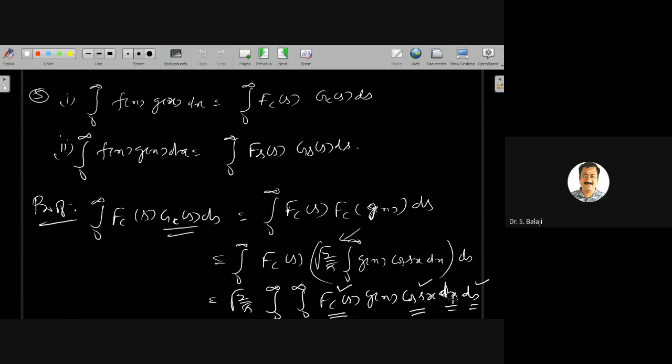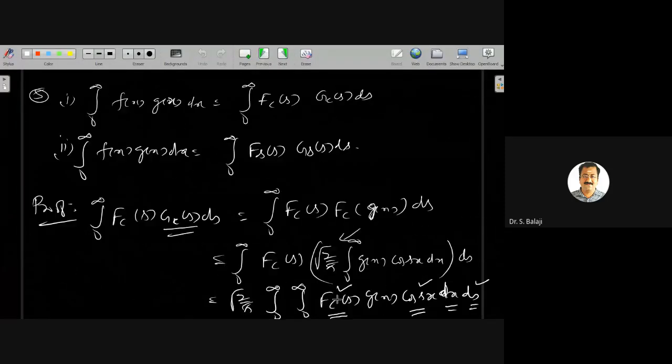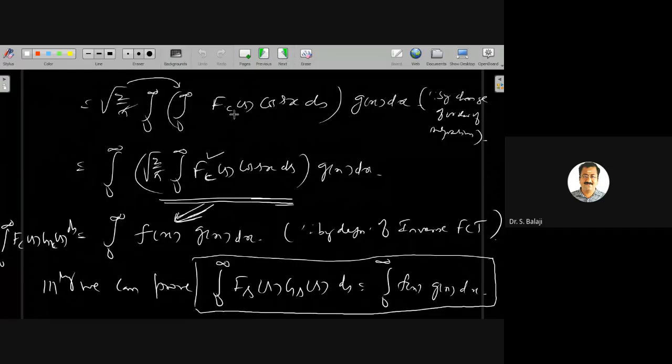When you consider s first and then x next, here s is present. I will also club this root of 2 by pi with the s integral. So root of 2 by pi, integral 0 to infinity, 0 to infinity, with the s relations first: fc of s cos sx ds. This is x, and we keep g of x dx separately.